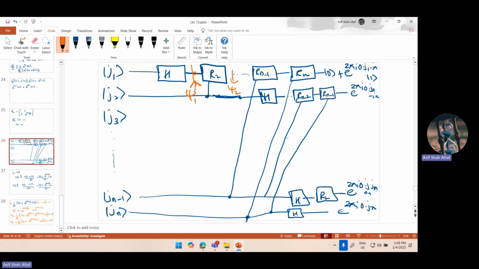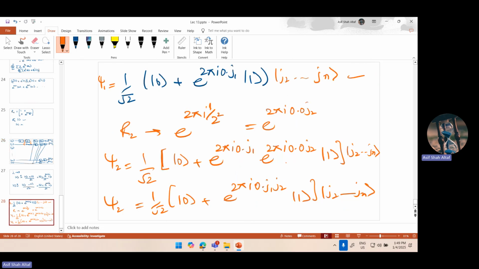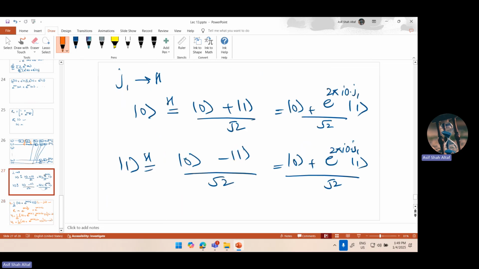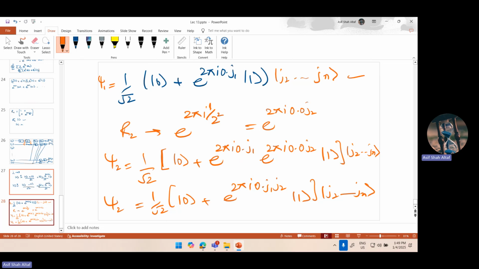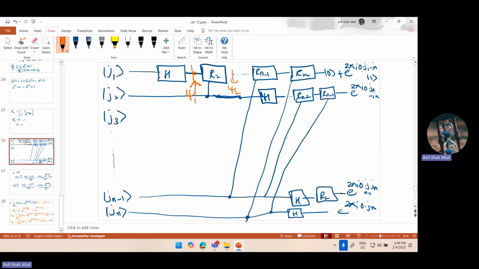Similarly, when you pass it through R3 up to Rn, you will get all the binary bits here, like J1, J2, J3 up to Jn, till you reach the end of this line. And that's where you have 0 point. You have 0, which we have already here, and then you have all these 0.J1, J2 up to Jn for the first bit.